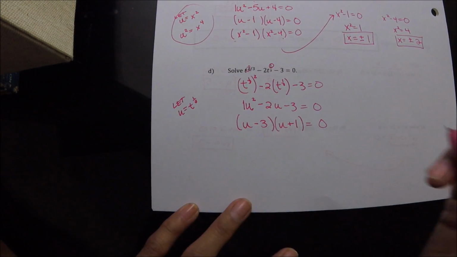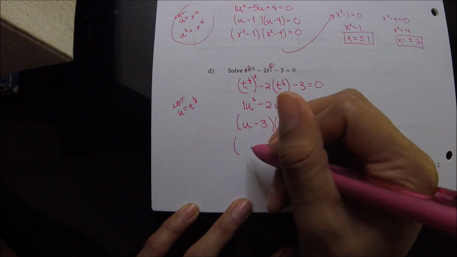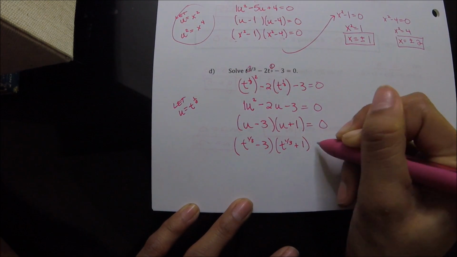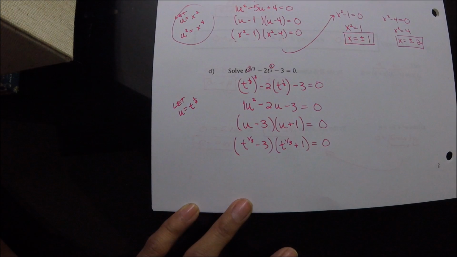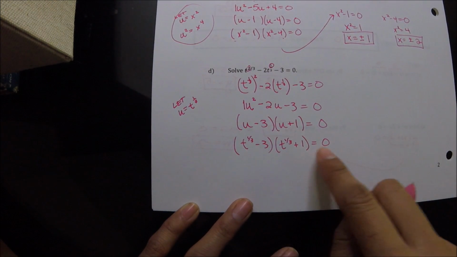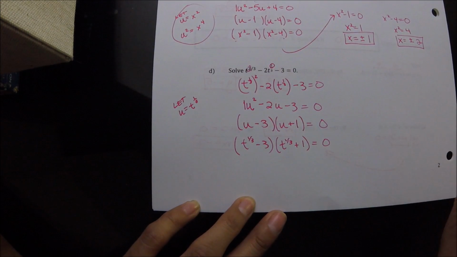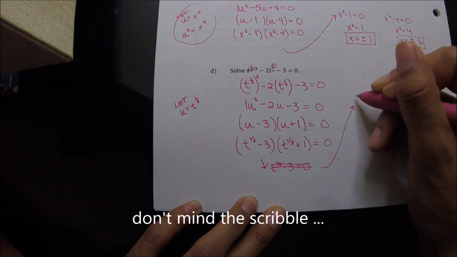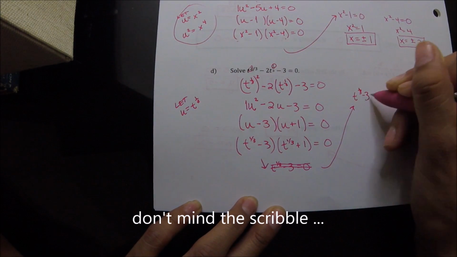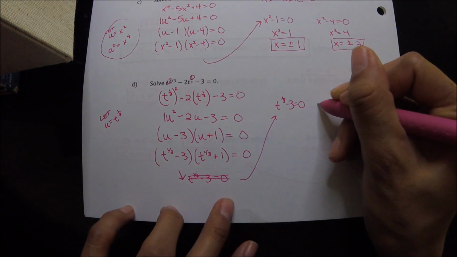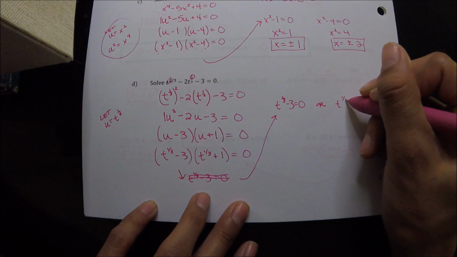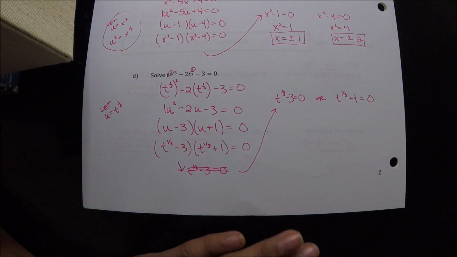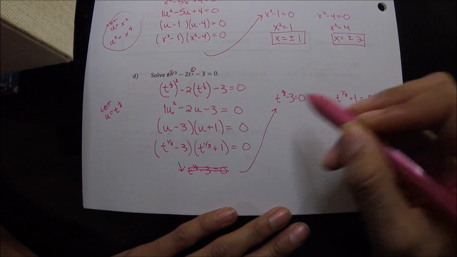Okay. And now let's go back and replace the u with t to the 1/3. Don't forget to do that. Always replace with the original substitution that you made. So now we have two factors that multiply to 0. So we'll use the zero product property. So this means that over here, t to the 1/3 minus 3 equals 0, or t to the 1/3 plus 1 equals 0.